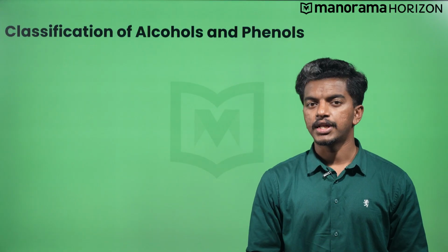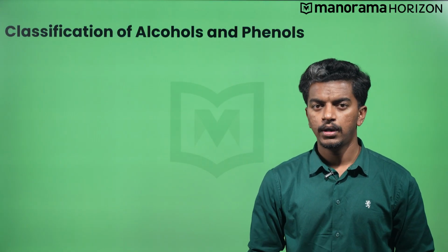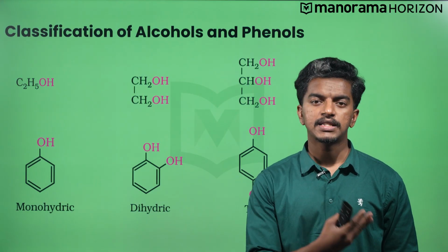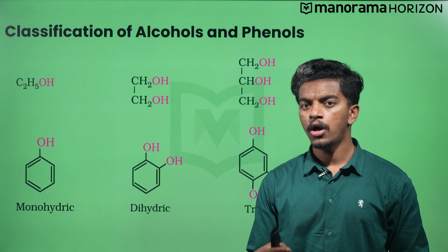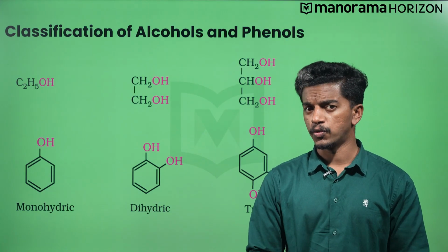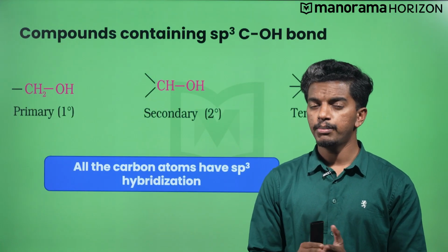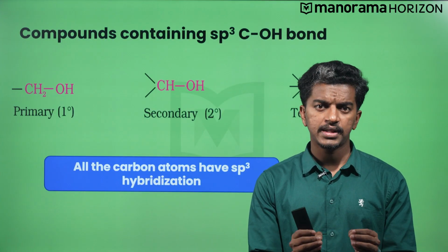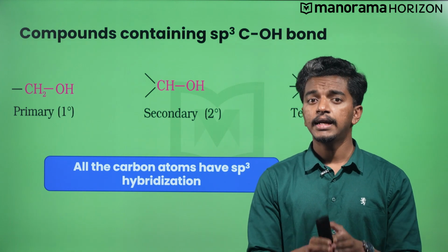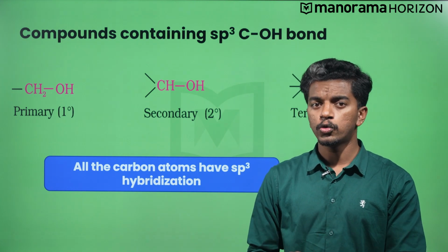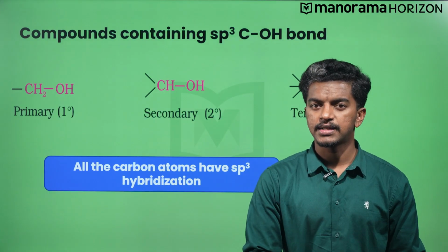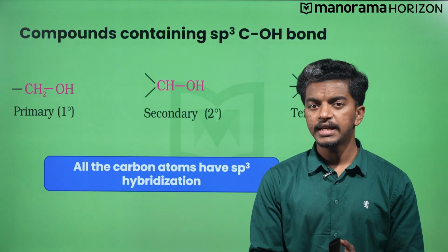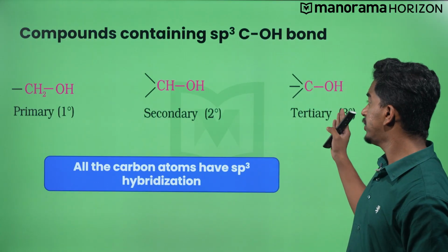Let's start with the classification of alcohols and phenols. Depending upon the number of hydroxyl groups, alcohols and phenols can be classified as mono, di, tri, or polyhydric compounds. Monohydric alcohols may be further classified according to the hybridization of the carbon atom to which the hydroxyl group is attached. In this class of alcohols, the OH group is attached to a sp3 hybridized carbon atom of an alkyl group and is further classified as primary, secondary, and tertiary alcohols.